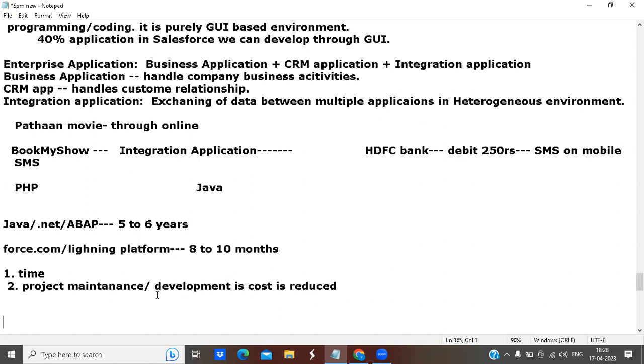That is the reason across the world most of the clients have migrated to the Salesforce side from other technologies. That is why, down the line, in the next 5 to 8 years, Salesforce is going to be very good in the market. All of you understand what I am speaking?